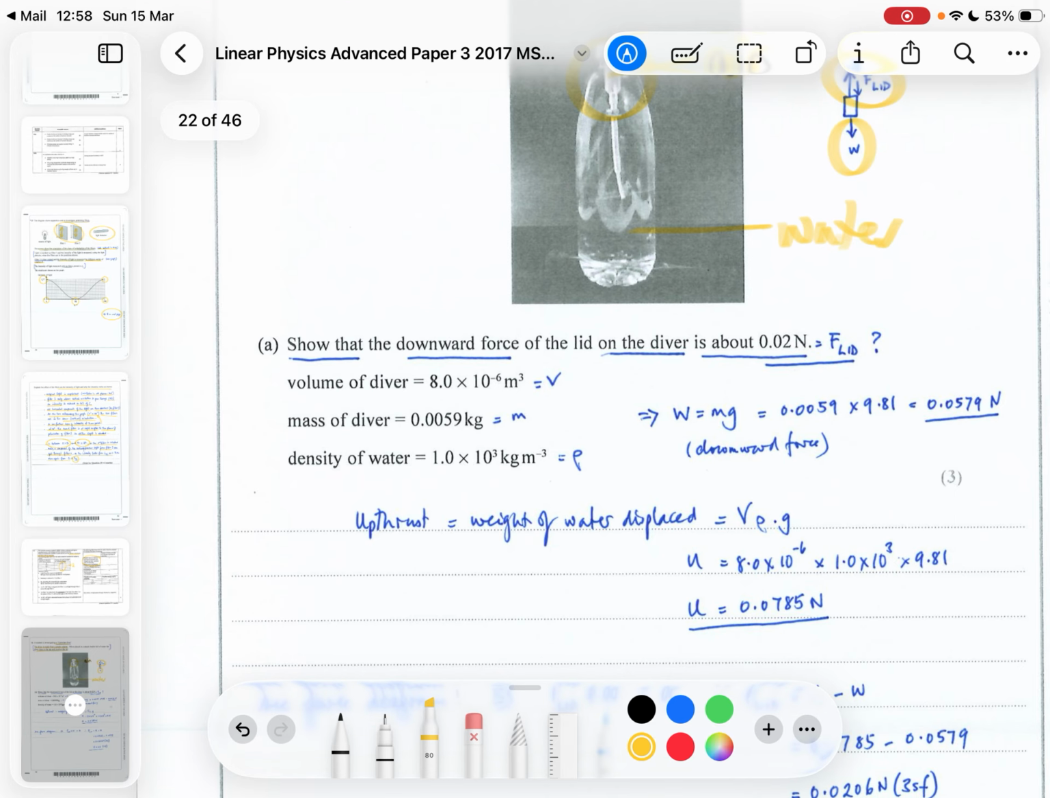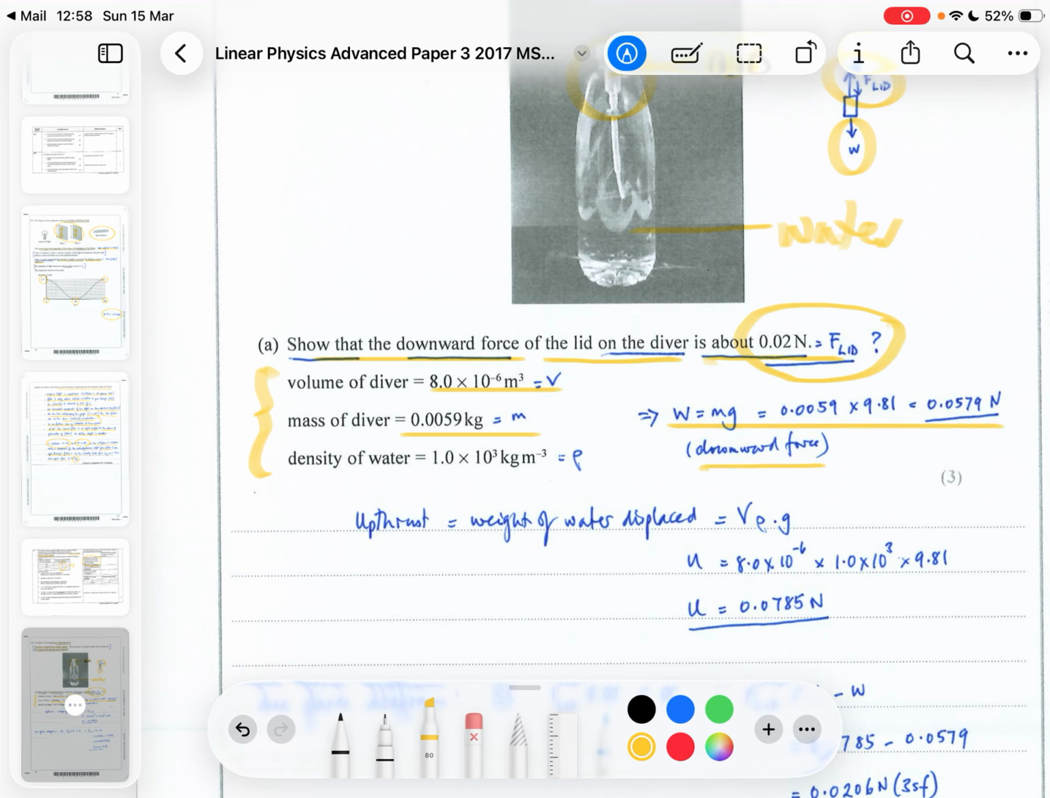Show that the downward force due to the lid is about 0.02. So this is what you've got to show, to one significant figure, about 0.02. They want to see if you can work out everything. They give you this data, the volume of the diver and the mass of the diver, and obviously you know g, so you can work out the weight.